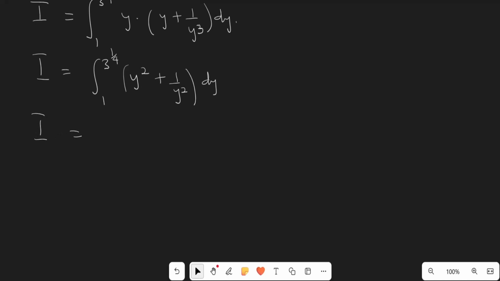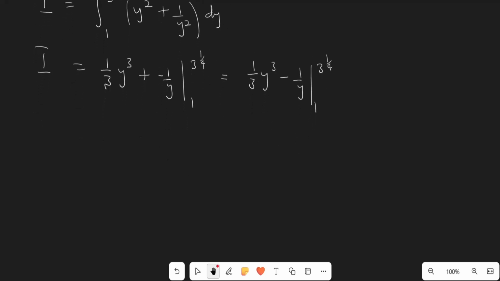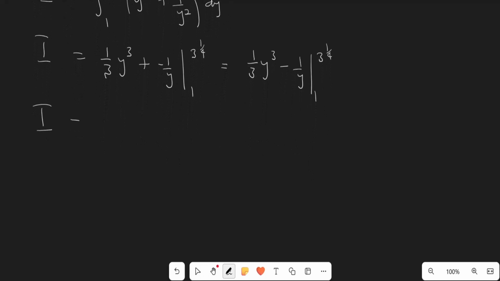So integrating y squared is 1 over 3y to the third, plus integrating 1 over y squared is negative 1 over y. So the limits of integration from 1 to 3 raised to the power 1 over 4. This is equal to 1 all over 3 y raised to the power 3 minus 1 over y. And you put in your limits. Now let's plug in the limits of integration.